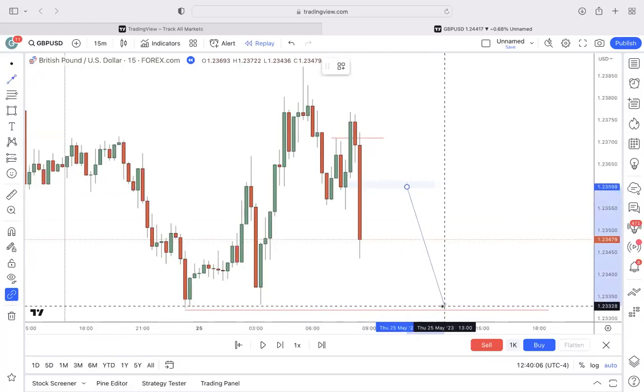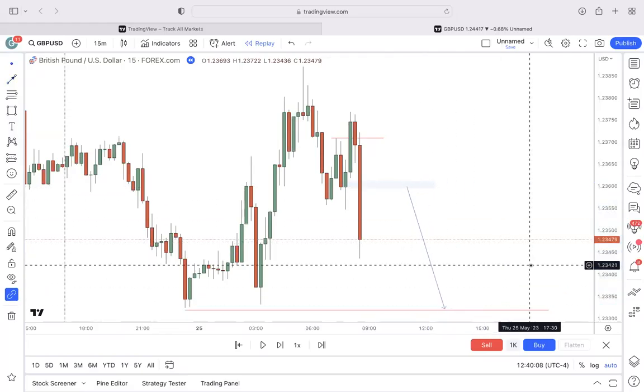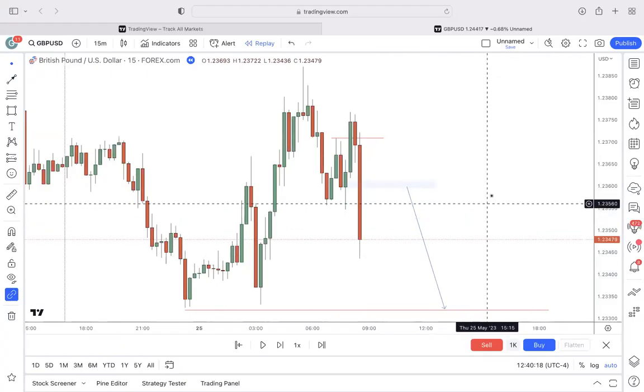So breakers are my favorite, guys. I think my next lecture, if I ever do another one of these, we're going to talk heavy on breakers. That's my favorite entry technique. I trust it more than order blocks.